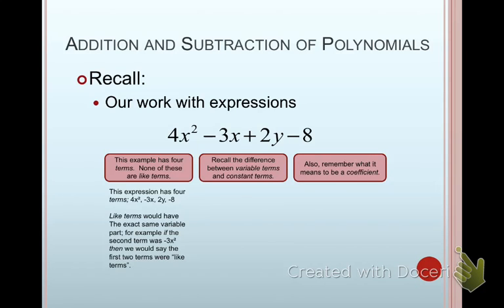If you need a little refresher, like terms have the same variable and exponent. In this particular example, none of these terms are like terms. Even though 4x squared and 3x both have x's, they don't have the same exponent. If it had been 4x squared minus 3x squared, then we would have like terms.